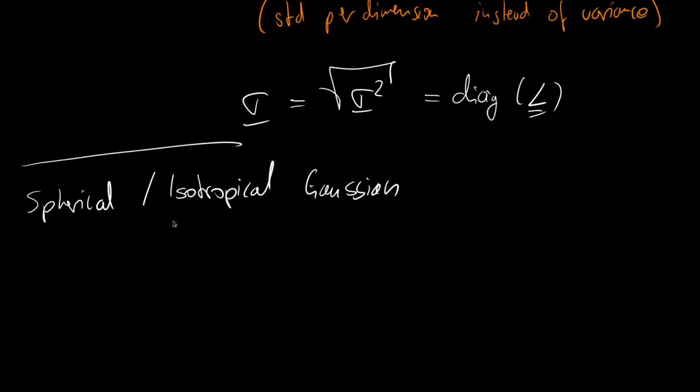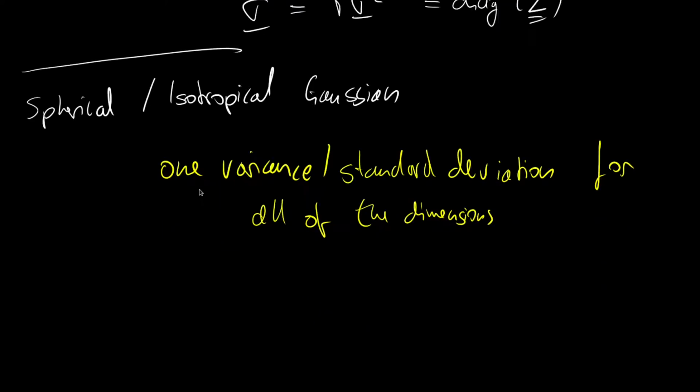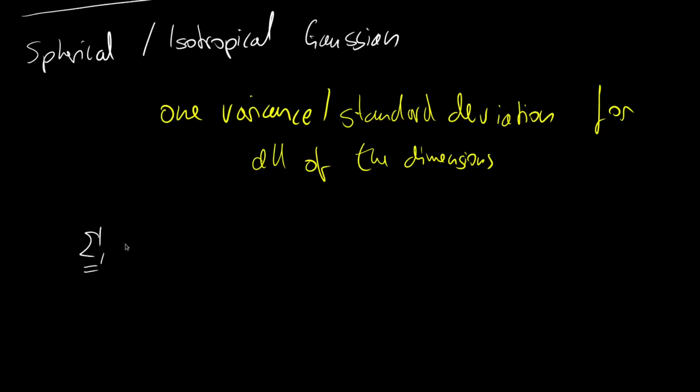And the idea is, as it's probably obvious, that we have one variance or also standard deviation for all of the dimensions. So more precisely, this would mean that the covariance matrix is sigma squared, and it's just a scalar, no index, multiplied with the identity matrix. And for the Cholesky factor, we then have the standard deviation multiplied with the identity matrix. So here you see, this is just like the multivariate analogon of the standard deviation.